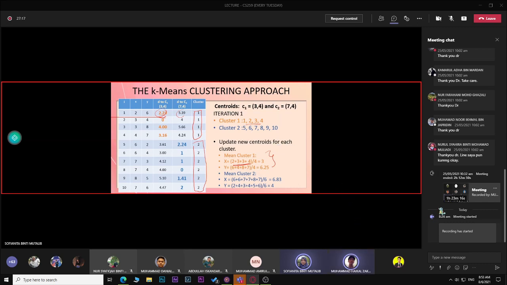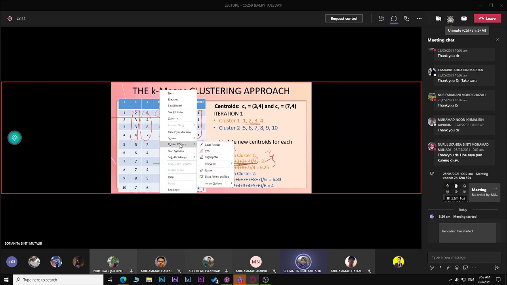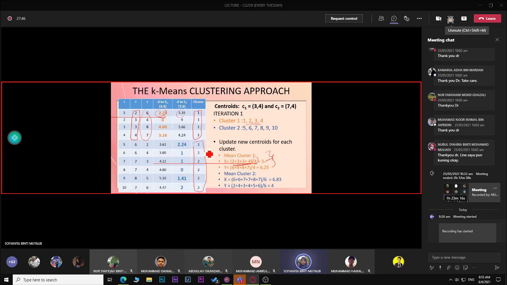The X value. Data 1, 2, 3 and 4. Yeah, thank you. The X value of data 1, 2, 3 and 4. This is the X value, attribute X: 2 plus 3 plus 3 plus 4. And then we have 4 objects, so we divide by 4. So we will get a new mean for cluster 1, and this will be the X.